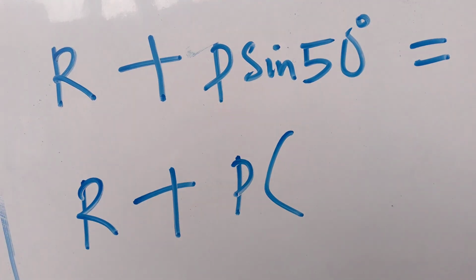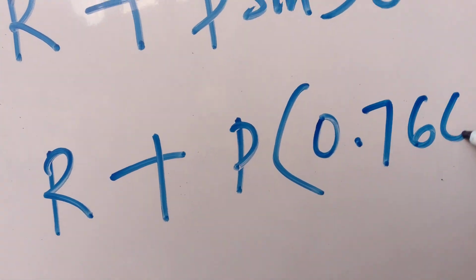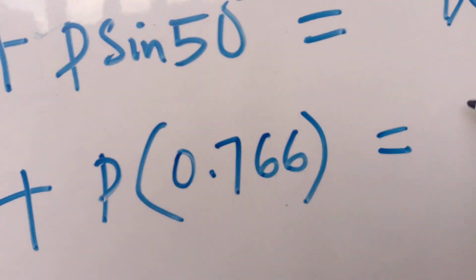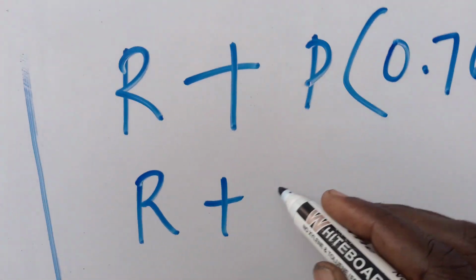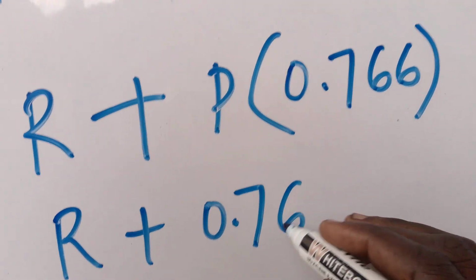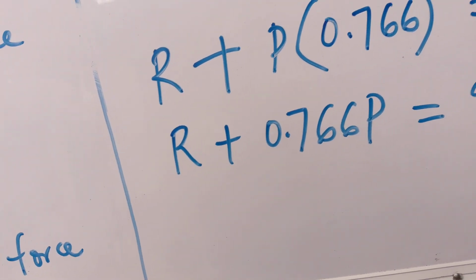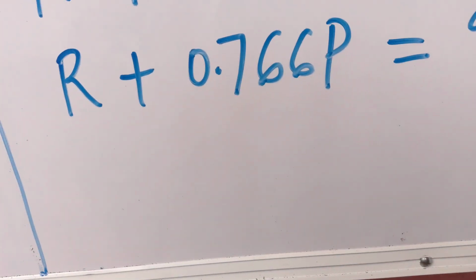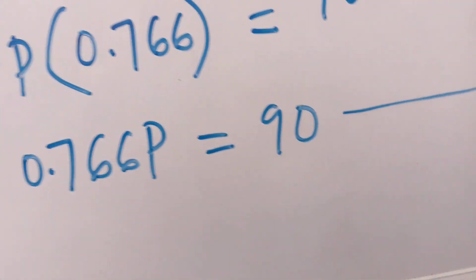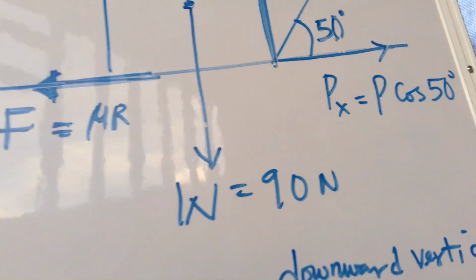You check sine 50 degrees on your calculator. Sine 50 degrees is 0.766. The weight is 90 Newton. So multiply P times 0.766. You have R plus 0.766 P equals 90. You can call this equation 1. Then we come over to the horizontal forces.